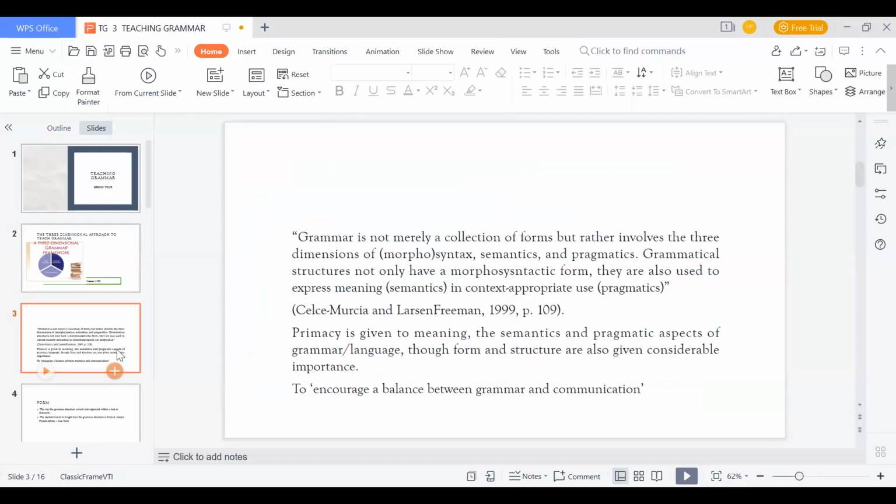Syntax means you all know the 4 levels. Syntax means the structure. Semantics is the meaning, and pragmatics is the use. Grammatical structures not only have a morphosyntactic form, they are also used to express meaning and context-appropriate use. So this should be taken into consideration in teaching grammar. Primacy is given to... I can give you another example here.